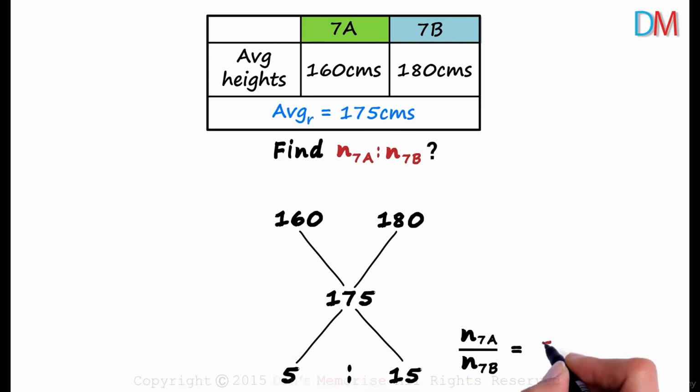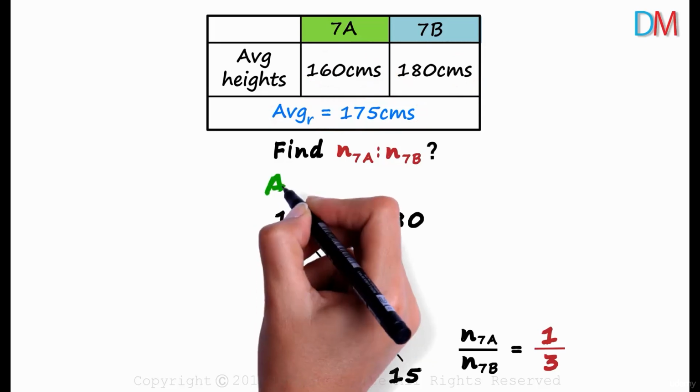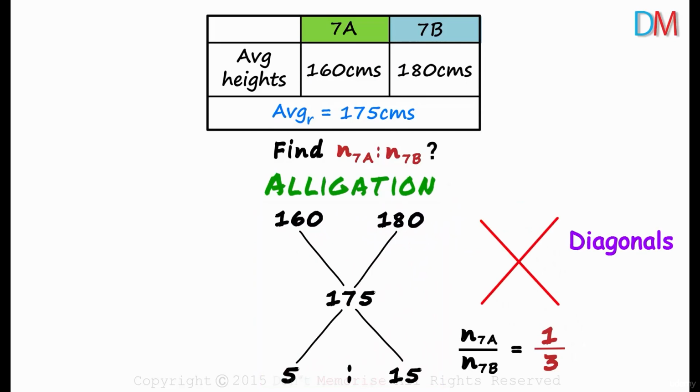The ratio is 1 over 3. That's how simple it is to find the ratio when these three parameters are given. And this technique has been given a fancy name. It's called alligation. Yes, this style is referred to as alligation. Remember, diagonal and greater minus smaller.